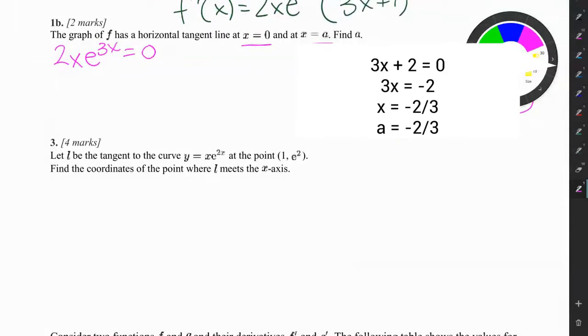Let L be the tangent to the curve y equals x e to the 2x at the point (1, e squared). Find the coordinates of the point where L meets the x-axis. So we have to find the equation of the line, and then once we find the equation of the line, if we want the line to touch the x-axis, that means that y equals 0, and so we set the line equal to 0 and solve for x. In order to find the line, the first thing we have to do is find the slope of the line. To find the slope of the line, we take the derivative.